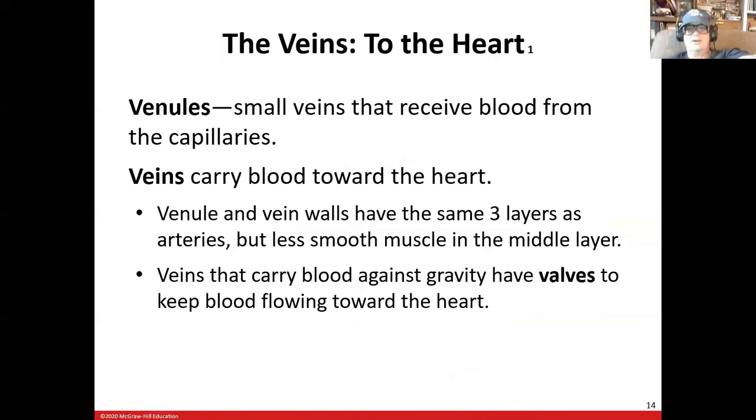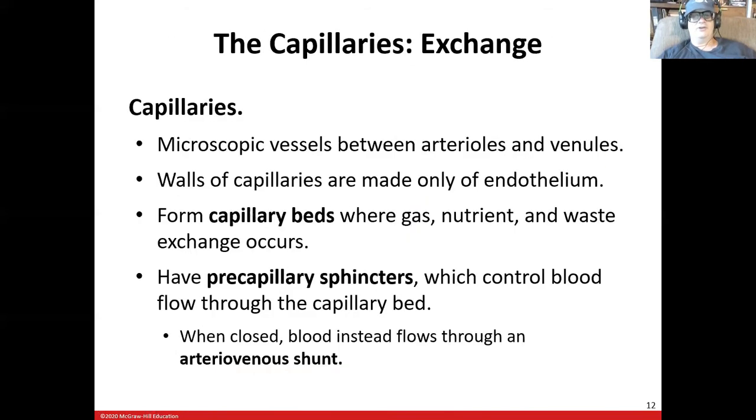So just like we had little arteries we call arterioles, we have little veins we call venules. They receive the capillary blood. They carry that blood to the heart. Remember, arteries away, veins very close. You're taking them to the heart. That's pretty close. It's right there. Anyway, it says they have the same 3 layers as arteries, but less smooth muscle in the middle. You've already seen that.